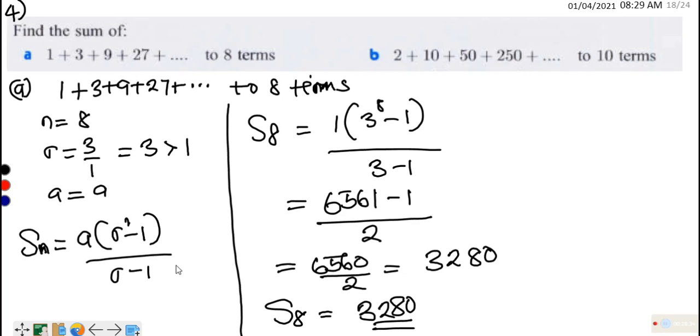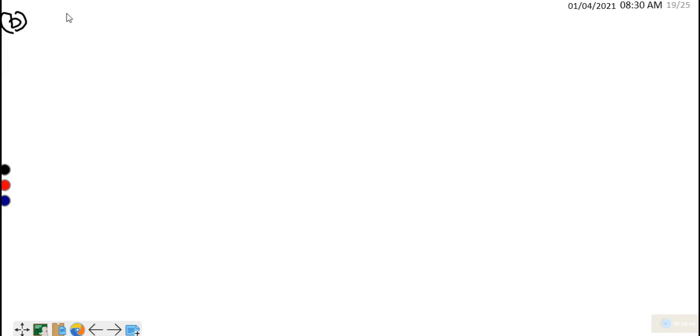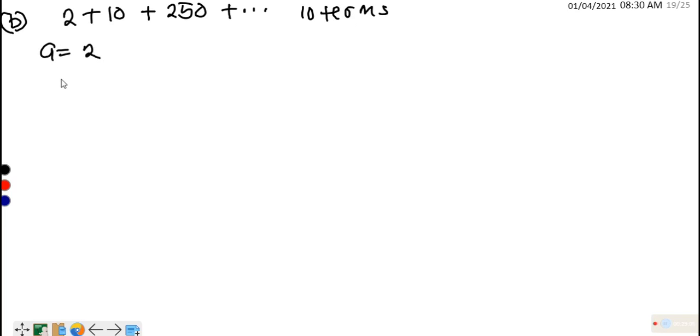Okay, for the series in B, we have 2, 10, 50, 250, up to 10 terms. Our first term A is 2. Then our common ratio R is 10 over 2, which is 5.